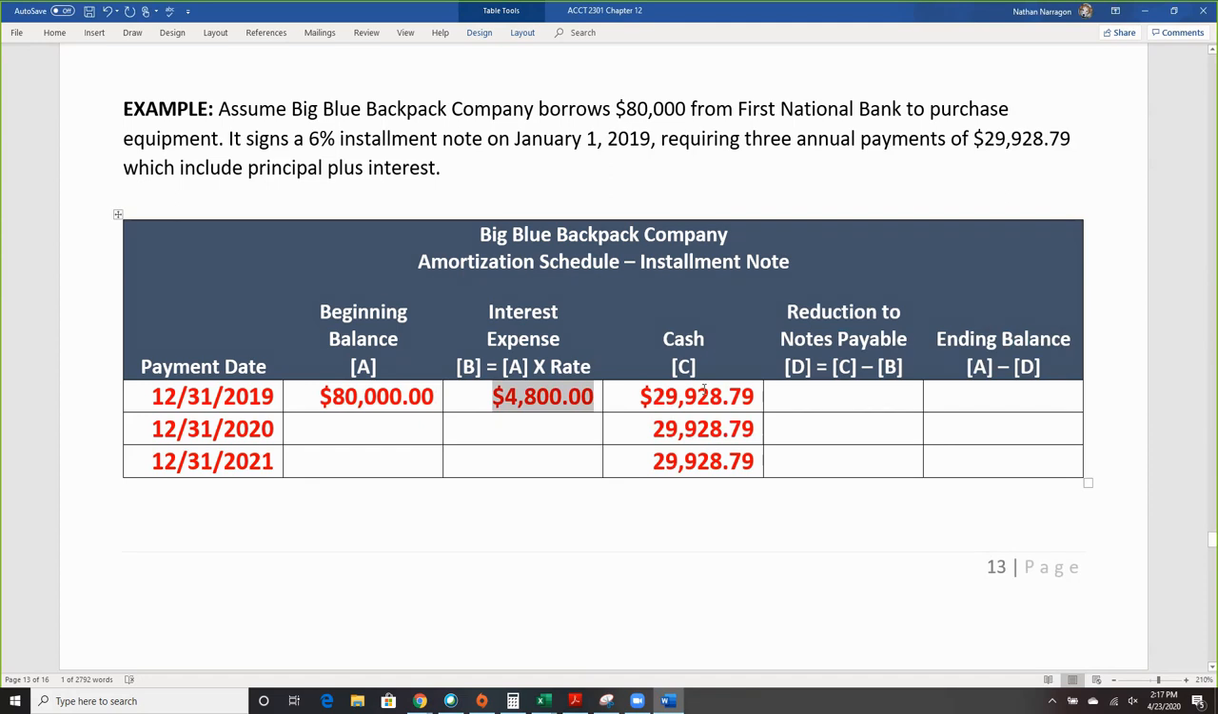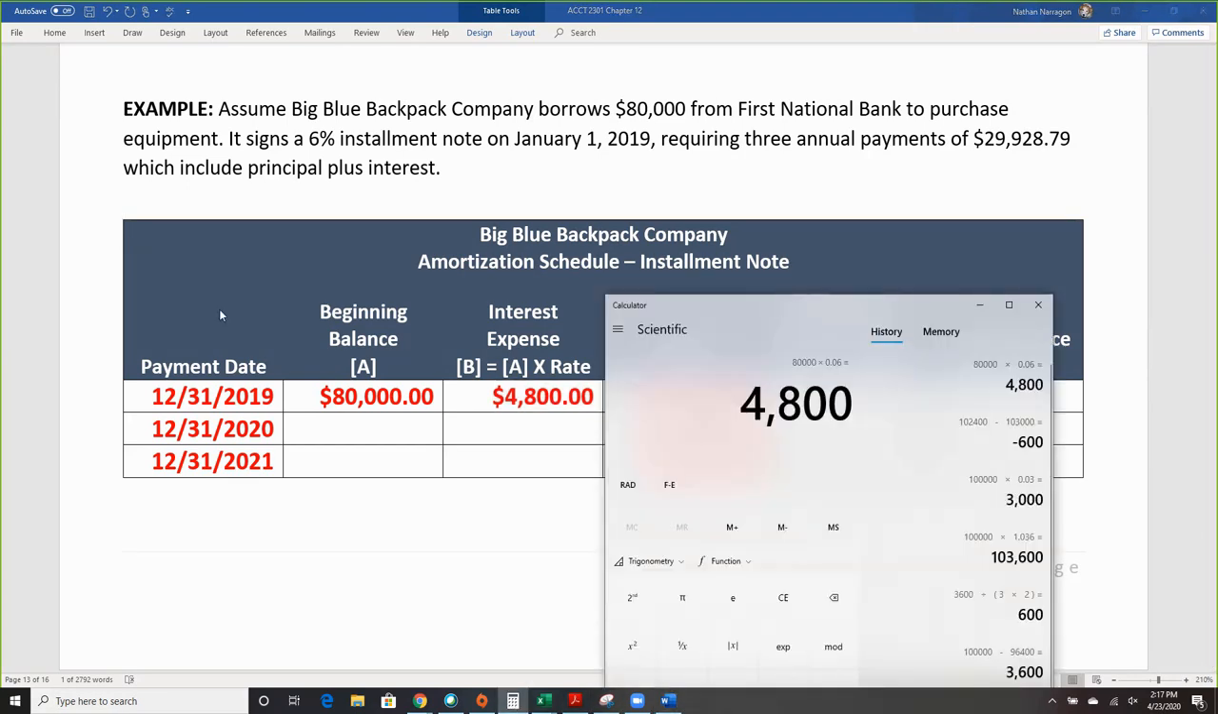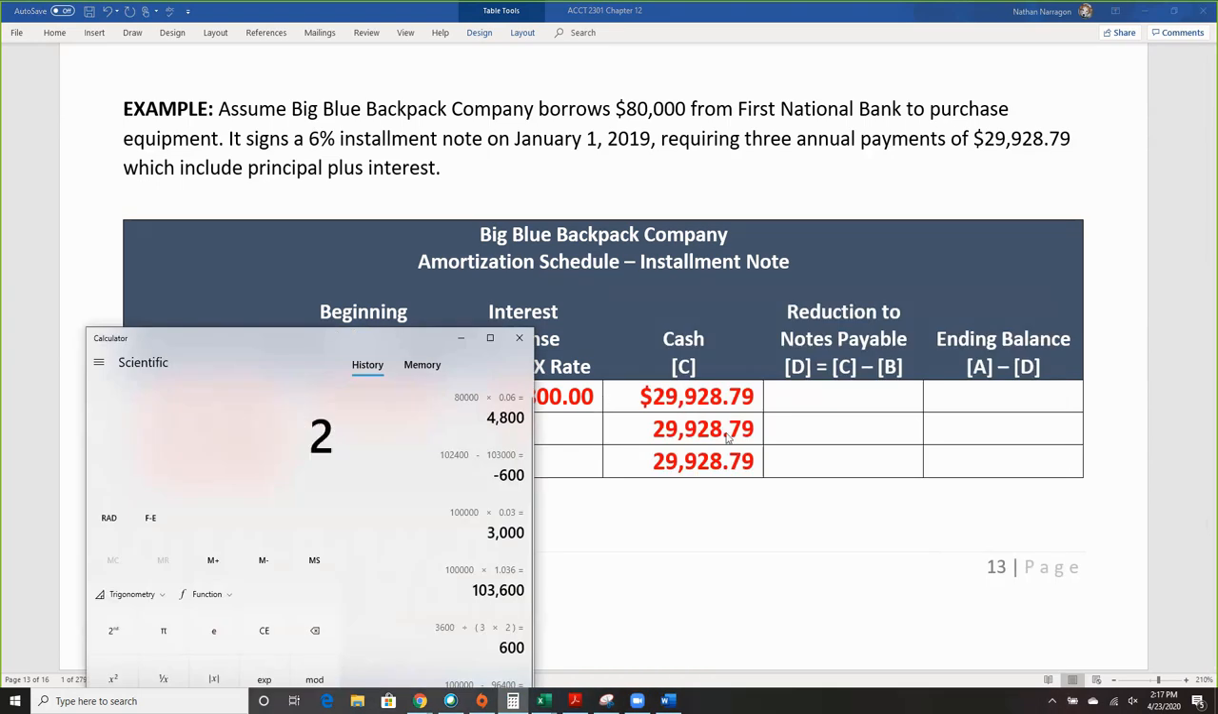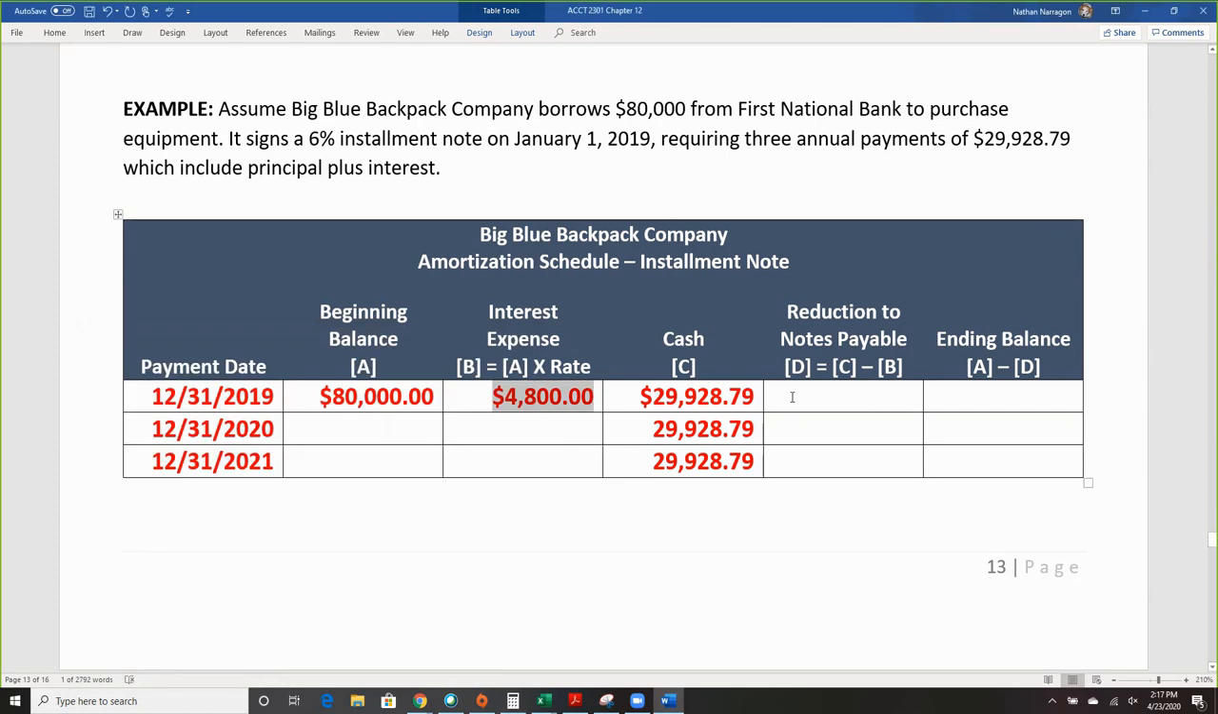Next, how much of that payment goes to principal? Well, the way to find out is we take the cash payment, $29,928.79, and just subtract the interest we've already figured out. So this amount goes to your principal. Again, if you want a reference, you can look up your car note, and you're going to see payments are going to be the same way. Portion goes to interest, portion goes to reducing your basically balance or your principal. Okay.